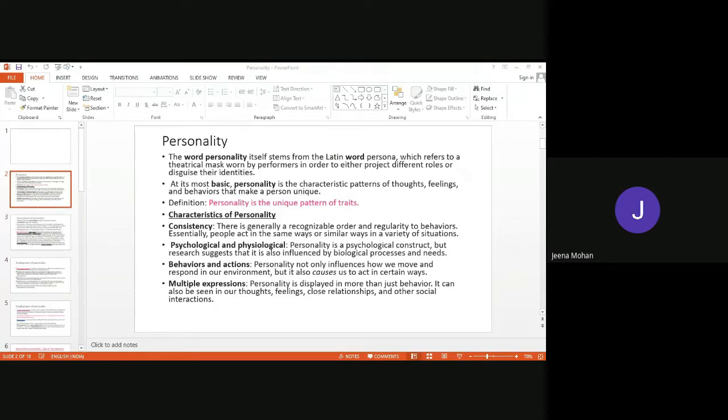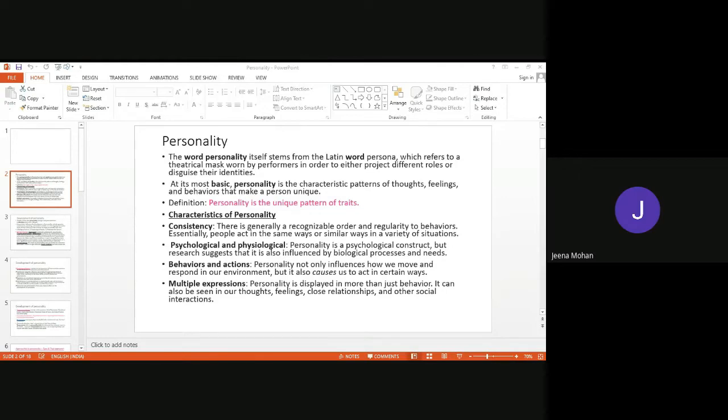Now let us look at what an unstructured interview is. Unstructured interview means there will not be any set of questions. It's just the opposite of a structured interview. So here, there will not be any pre-planned questions. The interviewer asks some open-ended questions based on a particular topic. That is the main criteria.